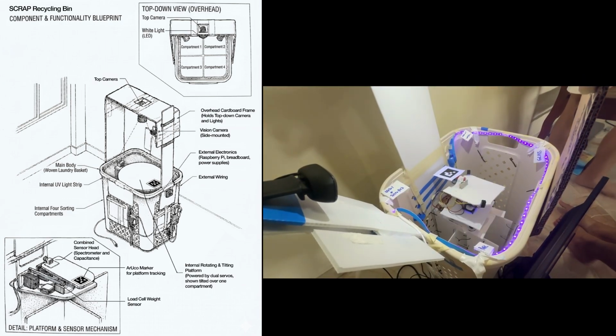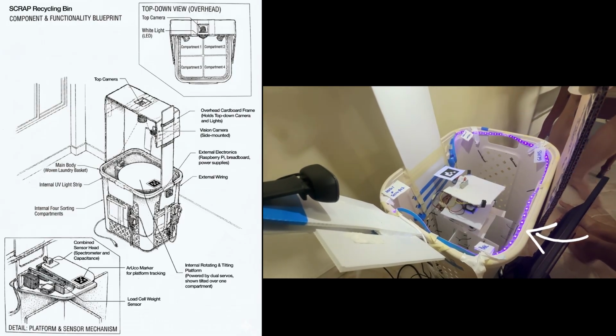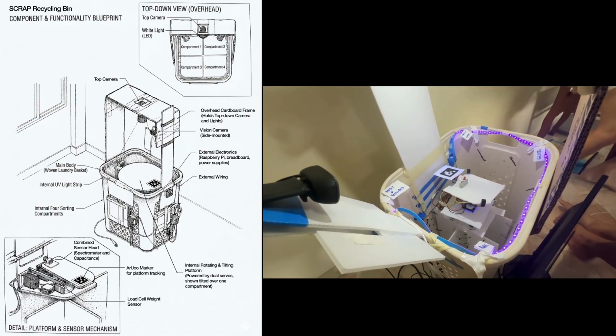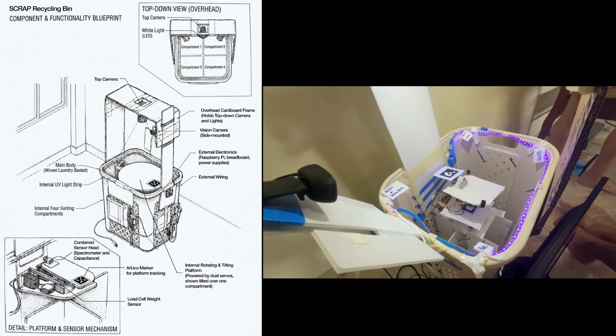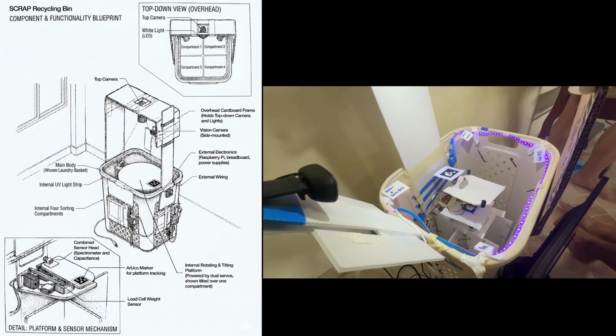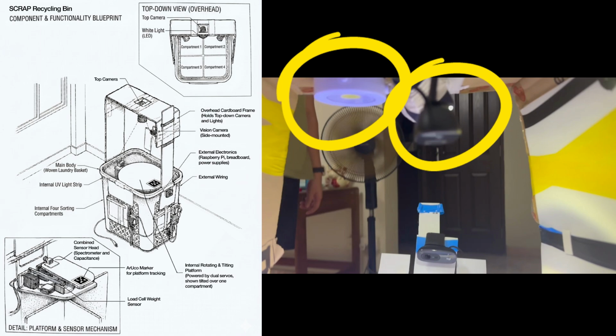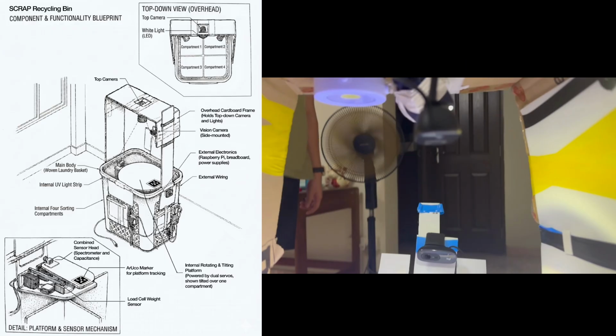At the neck of the bin, UV lights were installed to facilitate UV rays detection of the spectrometer. On the moving platform, an ArUco marker has been placed on it to facilitate platform movement tracking. A top view camera, which is mounted on an overhead cardboard frame alongside a white light, will be responsible for tracking the ArUco marker on the platform for actuation.